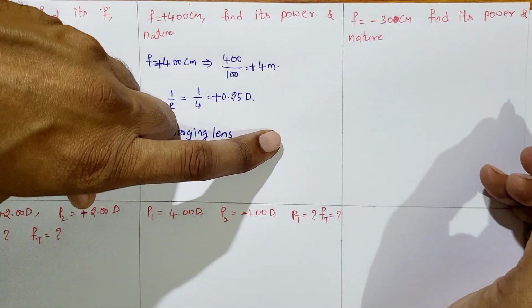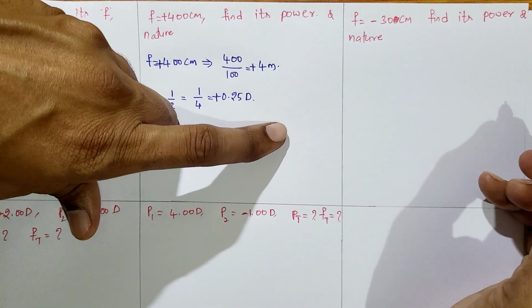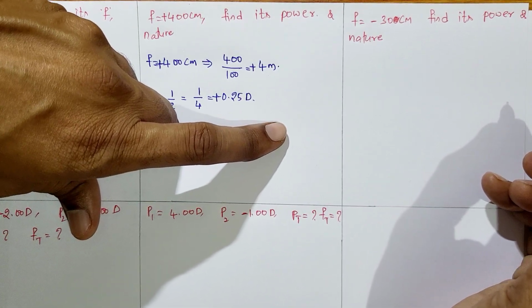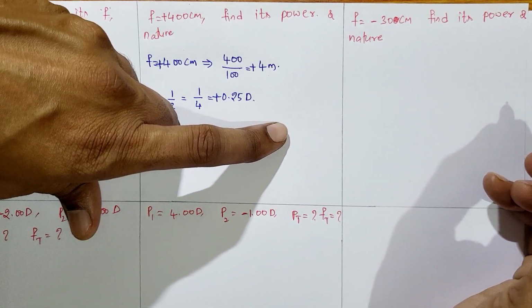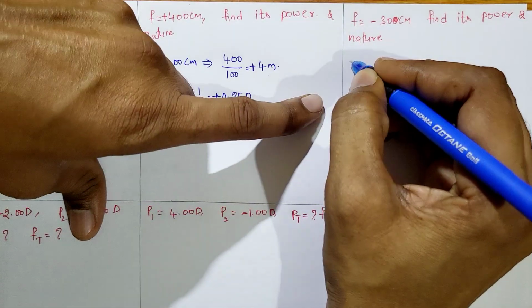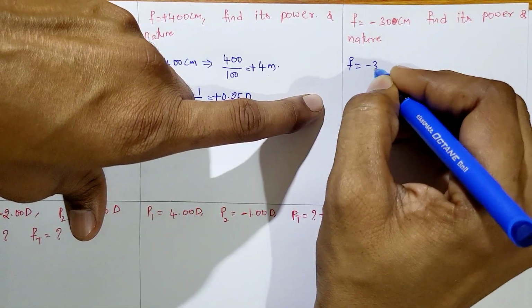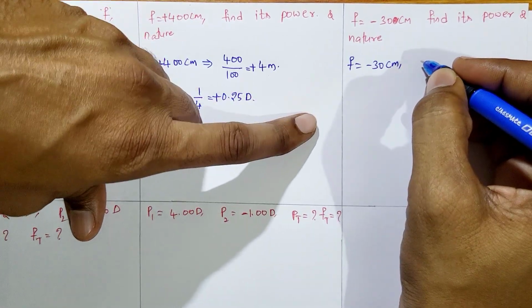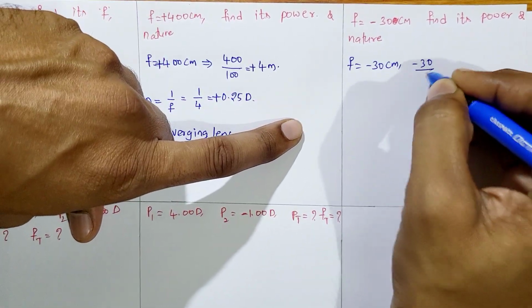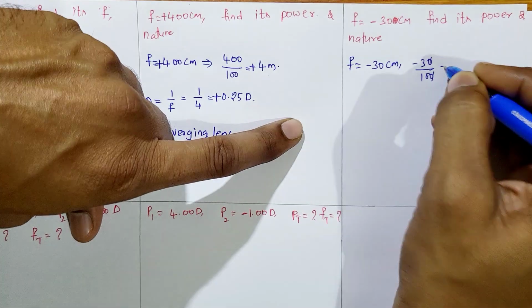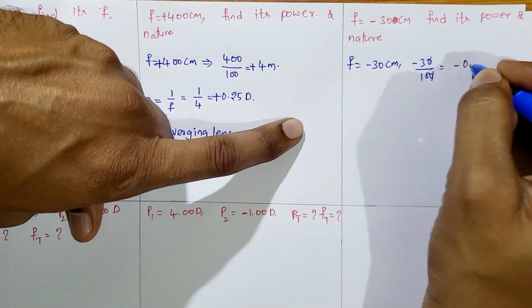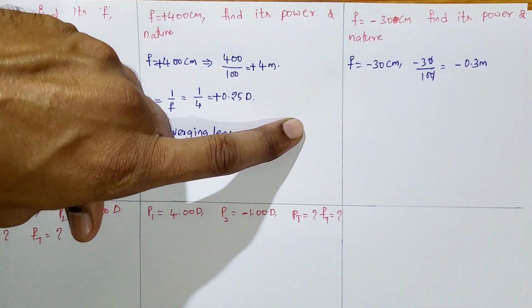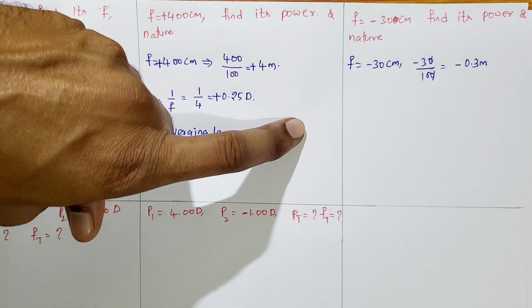So next, see, f is equal to minus 30 cm. The focal length of a lens is minus 30 centimeters. Find its power and nature. So now the focal length f is equal to minus 30 centimeters. First convert it into meters. How to convert? Minus 30 divided by 100. 0, 0 cancels. 3 by 10, it is minus 0.3 meters. So the focal length is minus 0.3 meters.